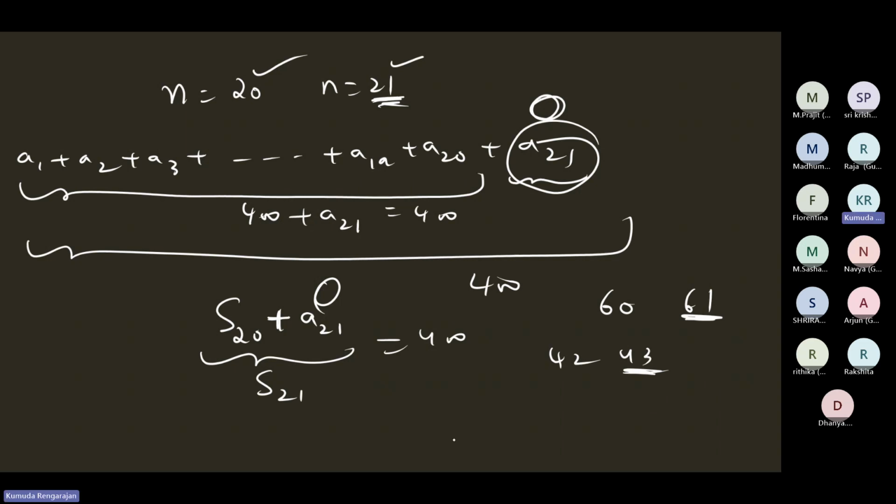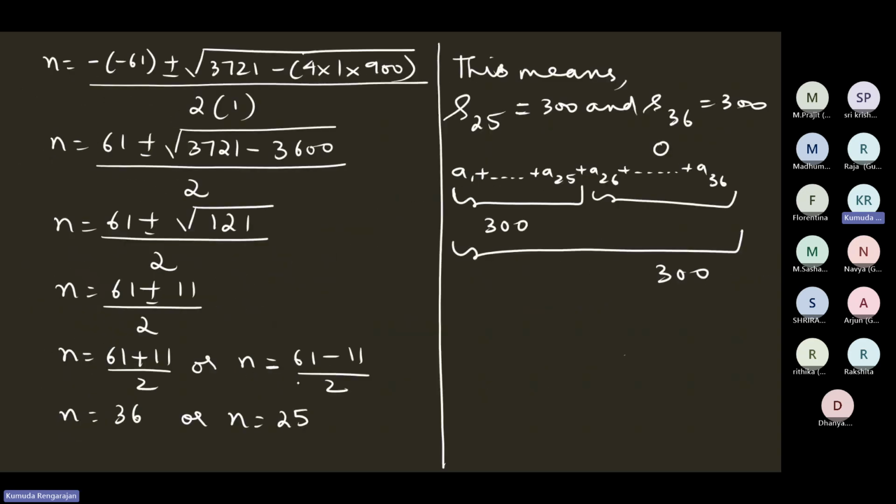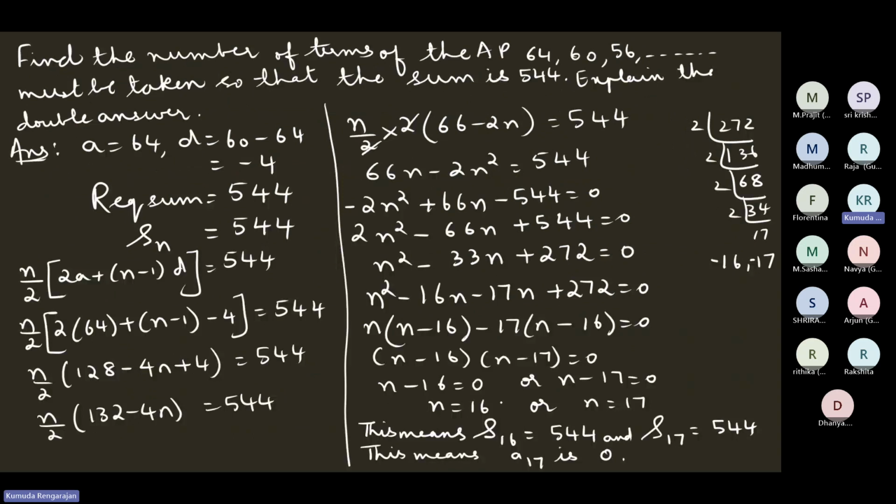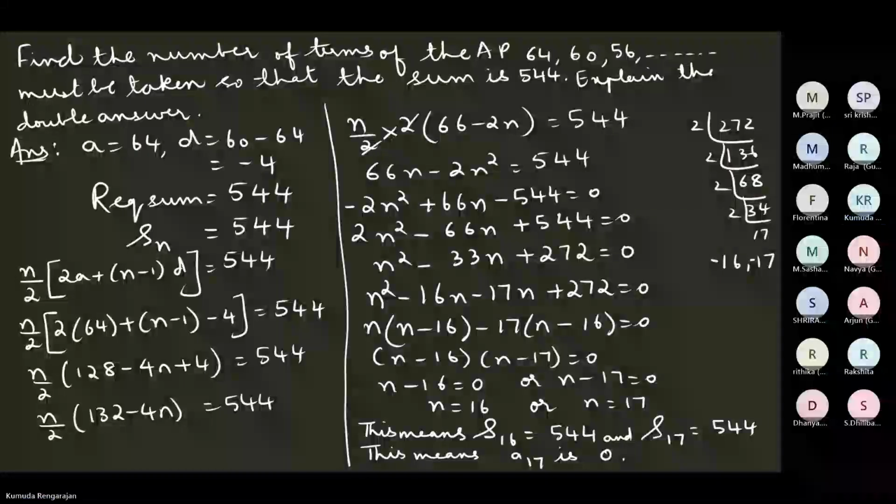But if you don't get consecutive values for n, like we got in the first sum we did, there we got 16 and 17, which are consecutive numbers. So the situation is because the 17th term is 0. n is 16, n is 17. So here the reason for the double answer is because the 17th term is 0.